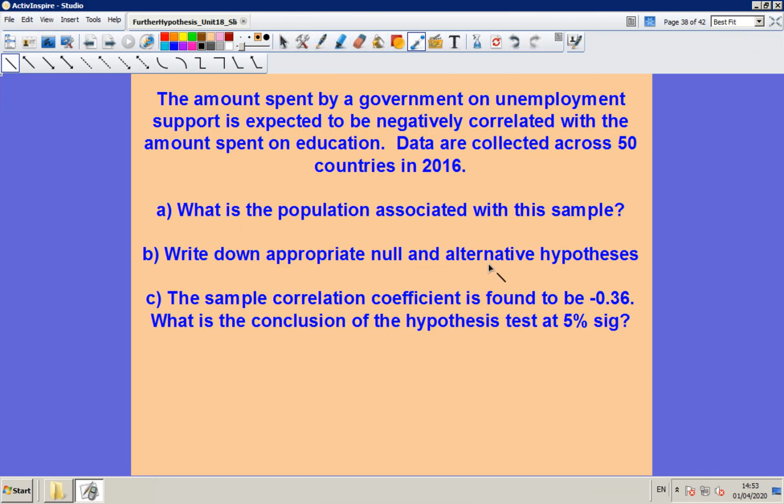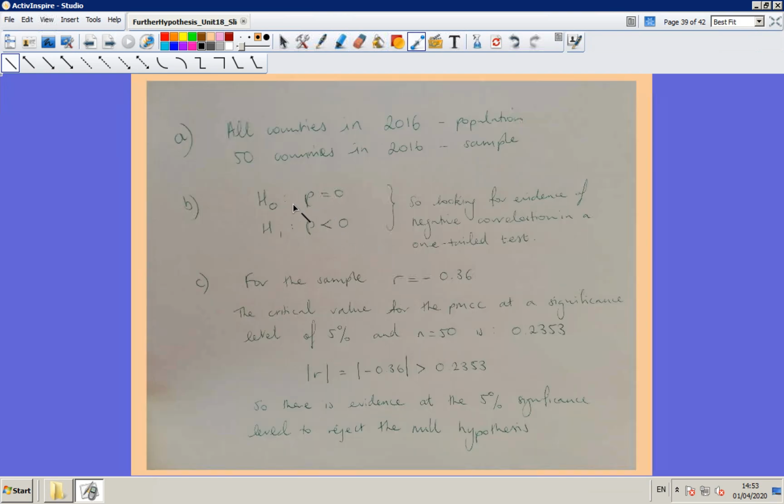Write down an appropriate null and alternative hypothesis. Okay, so the null, the status quo option, is always that there's zero correlation, so that there's no correlation between unemployment support and the amount spent on education. And here our alternative hypothesis is that there is negative correlation, so that rho is less than 0. So our null hypothesis is that rho is equal to 0, and our alternative hypothesis is that rho is less than 0.